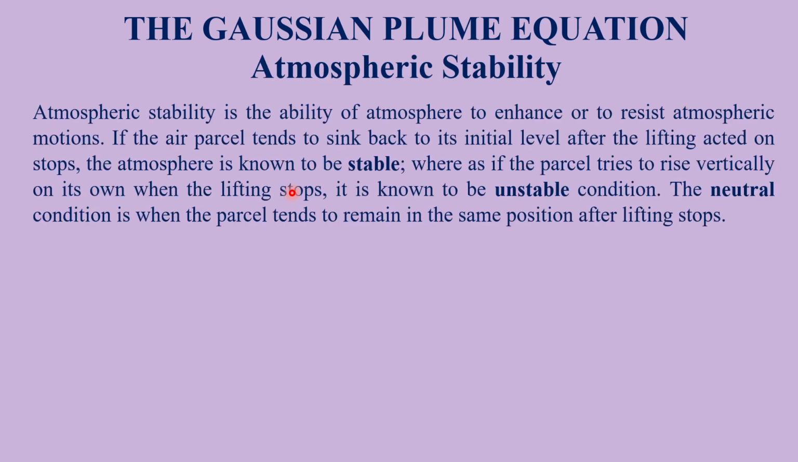And the atmospheric stability is the ability of the atmosphere to enhance or to resist atmospheric motion. If the air parcel tends to sink back to its initial level after the lifting acted on it stops, the atmosphere is known to be stable. Whereas if the parcel tries to rise vertically on its own when lifting stops, it is known as unstable conditions. And the neutral condition is when the parcel tends to remain in the same position after lifting stops. If you need more about this, you can see my earlier videos number 1 to 4.